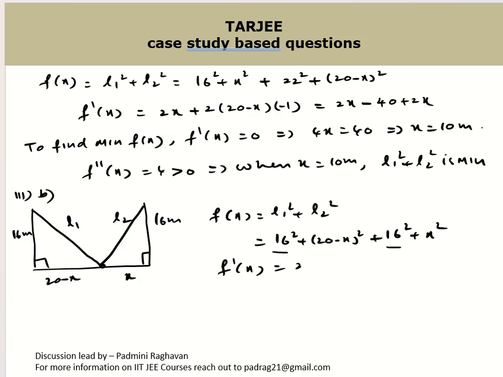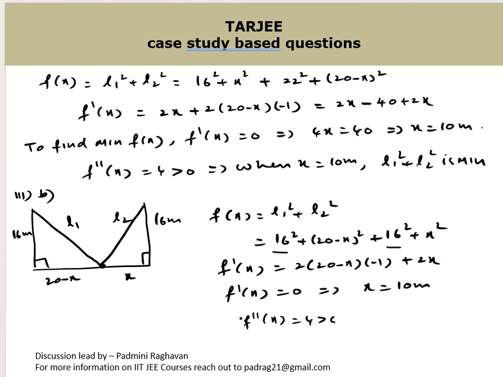So this will give you 2 times 20 minus x into minus 1 plus 2x. F dash of x equal to 0 will give us the same result: x is equal to 10 meters. The second derivative is obviously f double dash of x equal to 4, which is positive. Therefore, even if you change the height of the pole, whether it is 22 meters and 16 meters or both are 16 meters, the lengths of the poles do not matter.